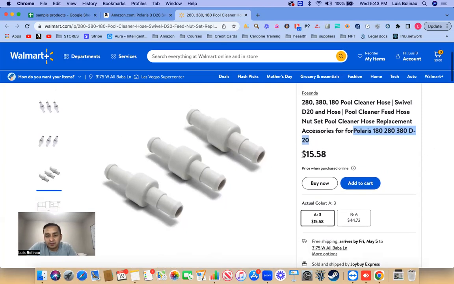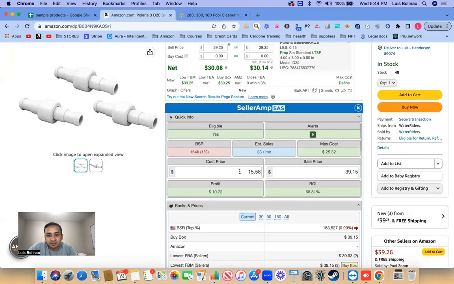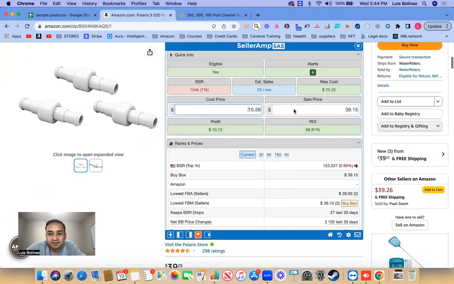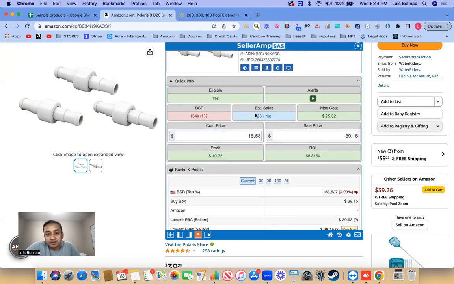So from here, you plug in your cost onto Seller Amp, so $15.58. So you plug it here. And then from here, you're going to see your numbers. So this one is 68% ROI, which is really good. 23 sales a month.